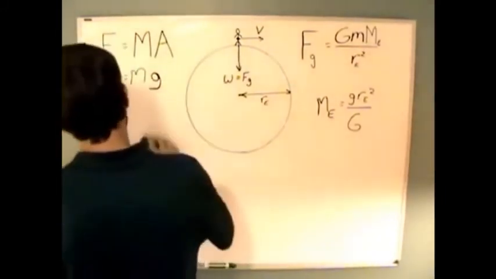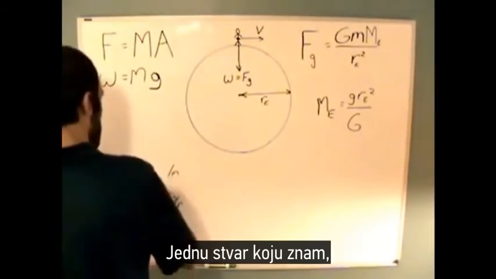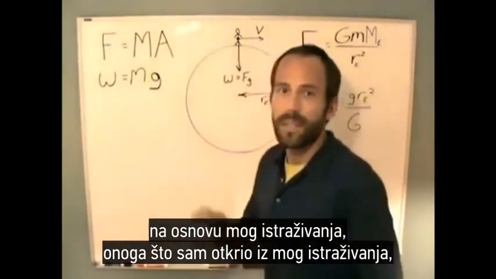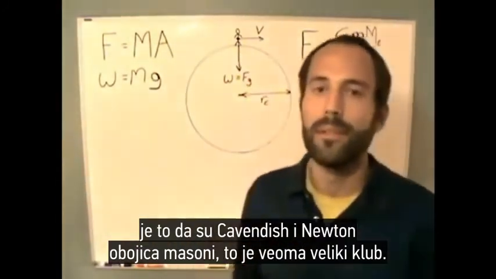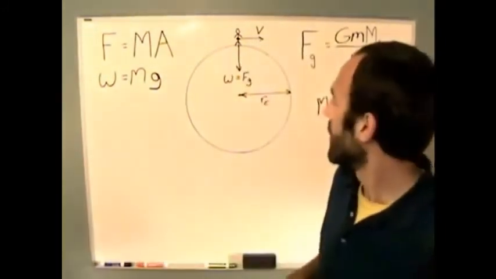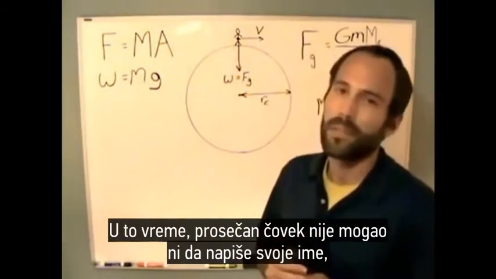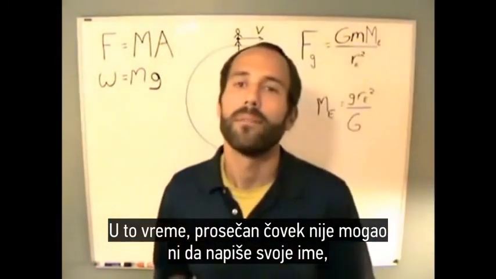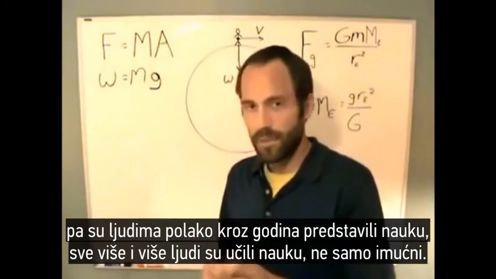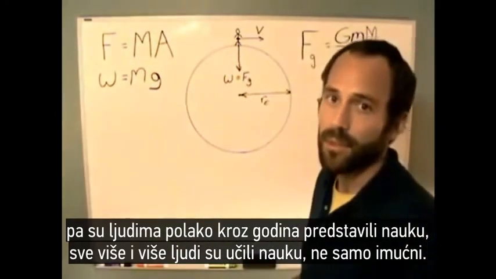But one thing I do know, another thing I found out based on my research, is that Cavendish and Newton were both Freemasons. It's a very big club. And back then, the average person couldn't even write their own name. So people slowly were introduced to the sciences. More and more people were introduced to the sciences over the years, and it wasn't just the wealthy people.